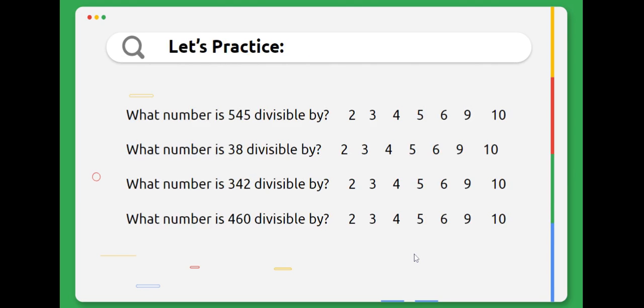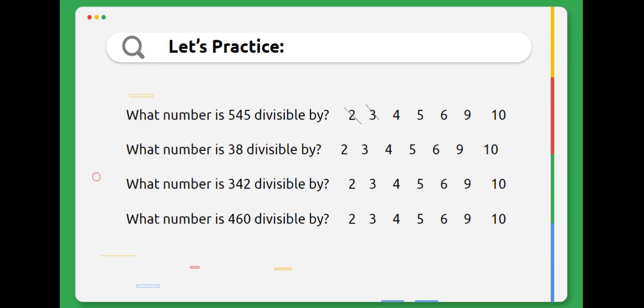Okay, you ready to practice? Let's look at 545. Does it end in an even number? Remember, for it to be divisible by 2, it has to end in 2, 4, 6, 8, or 0. Not the case. The rule for 3 tells me to add the digits. So 5 plus 4 is 9, plus 5 is 14. 14 isn't divisible by 3, so 3 doesn't work.